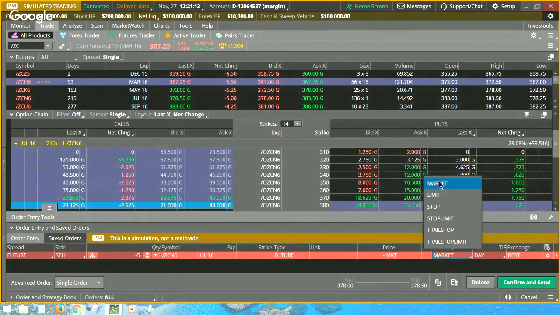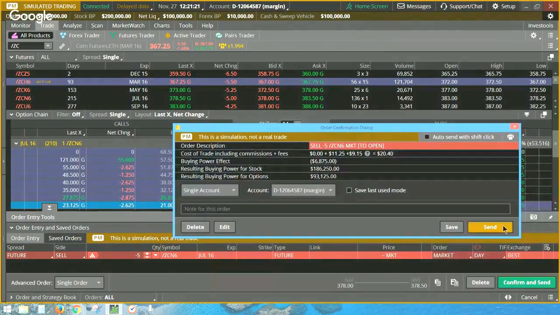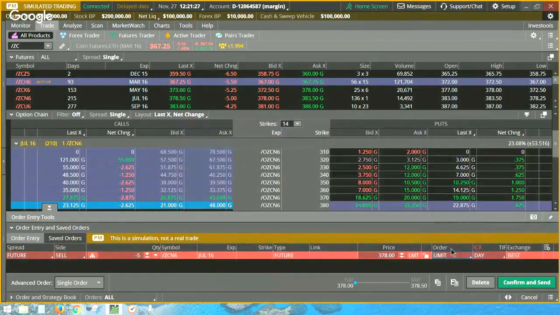So when you're buying a futures option, you can do a market option, which means it's just going to execute at whatever the price is at that second you hit the send button. You can also do what they call a limit option, meaning that you set the price. So maybe you want to sell short at 380, you can put a trigger in there and then you can change that to good till canceled.